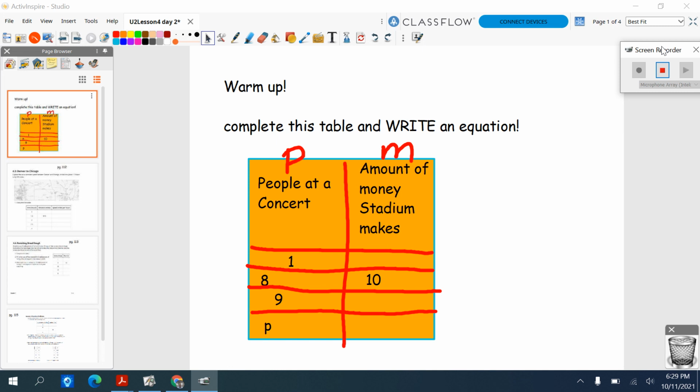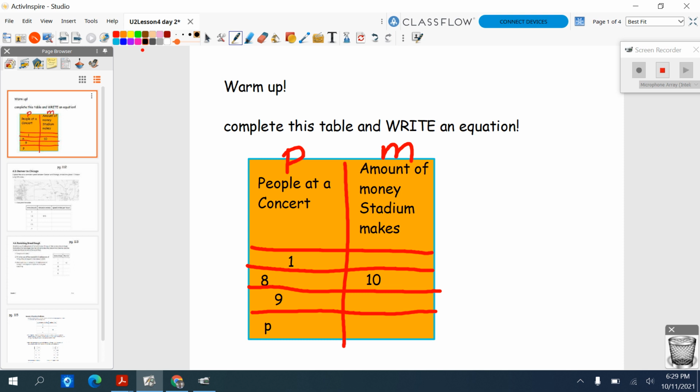Keep paying attention. As a warm up, we're going to pause the video and give you about 2 minutes, 2.5, 3 minutes to complete this warm up. Go ahead and fill in all the missing blanks in the table and write an equation. All right, so hopefully you got a chance to do that. Here are your answers, just in case.